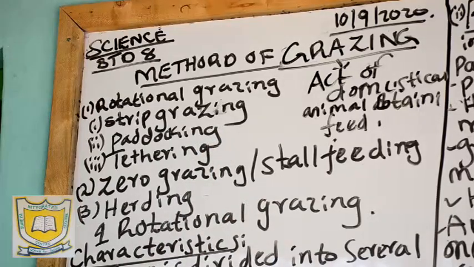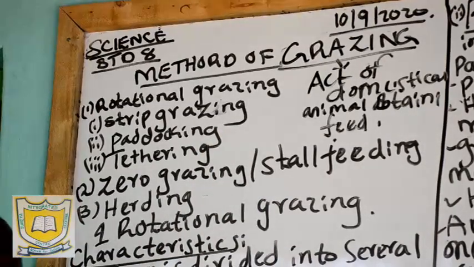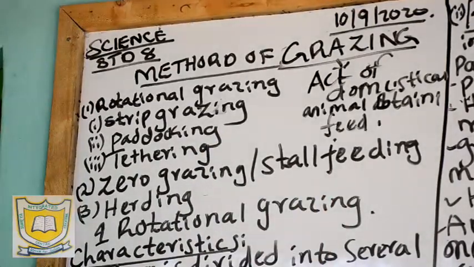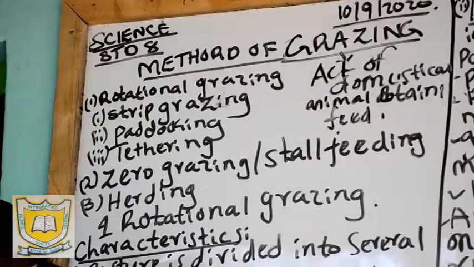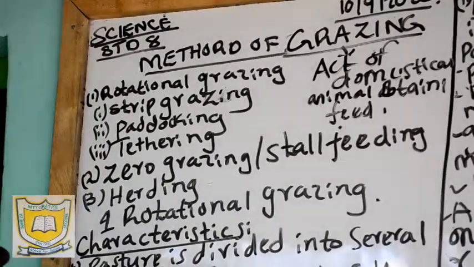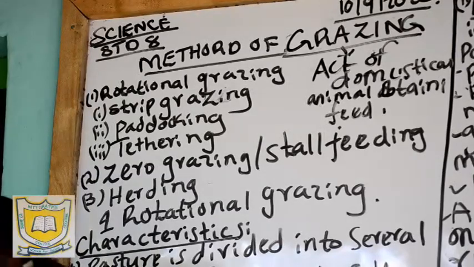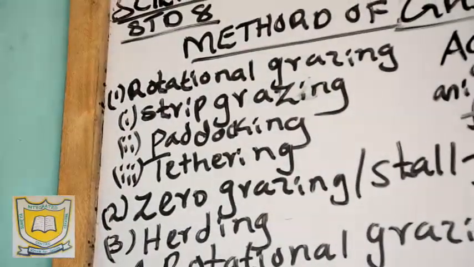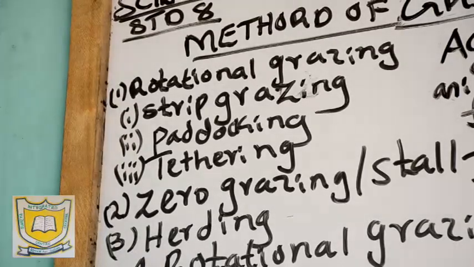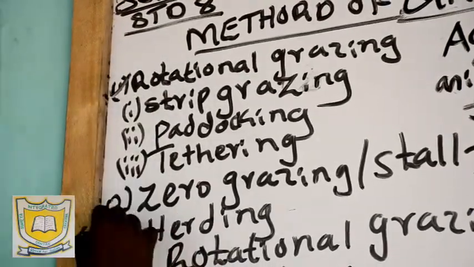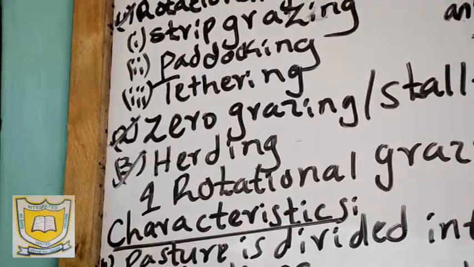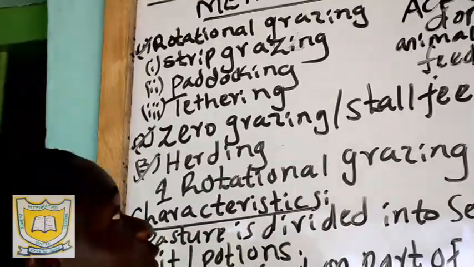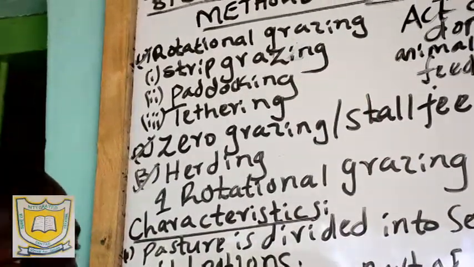Today we are going to discuss generally the methods of grazing. How do these animals obtain their feeds? We have three main classifications of the method of grazing. Number one, rotational grazing; number two, zero grazing; and lastly, herding. Those are the three main classifications under the methods of grazing.